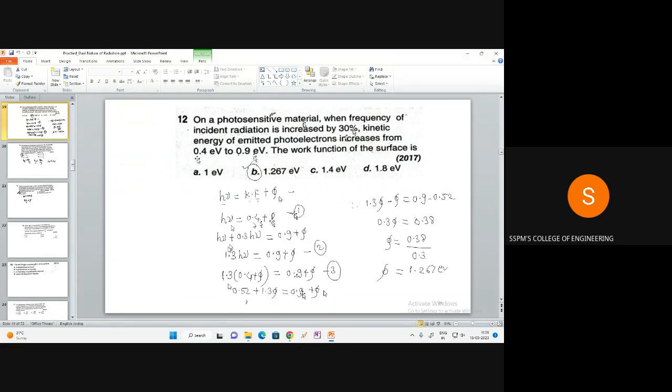Okay. And if you are solving this, then 13 fours are 52, means 0.52 plus 1.3 phi equals to 0.9 plus phi. So solving this, 1.3 phi minus phi, this phi we have to bring to this side, and 0.9 minus 0.52. So 0.3 phi equals to 0.38, so phi equals to 0.38 upon 0.3, so phi equals to 1.267. You please check this. So this is the correct answer. Okay, so this is a very fundamental equation, nothing else.